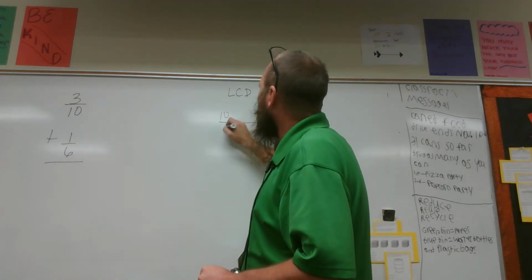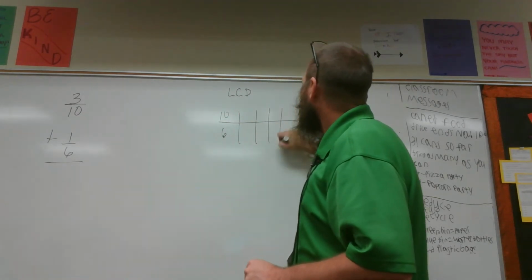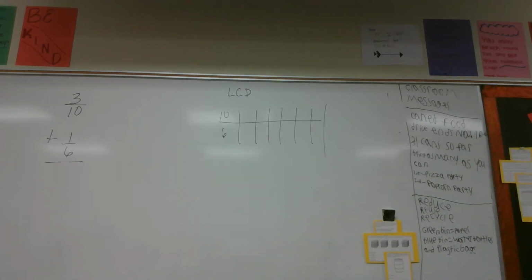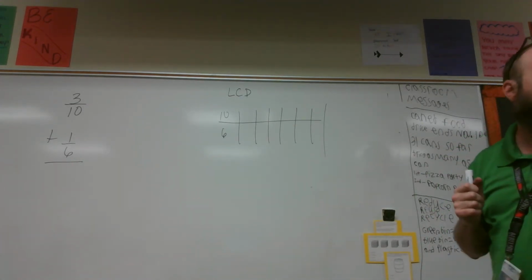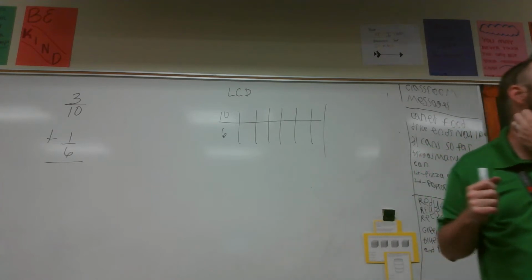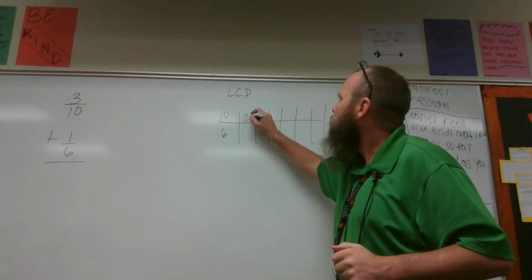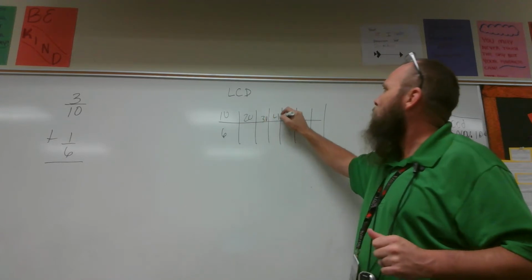4, 10, and 6. You know what that is, Ava? What is it? No, wait, 10. Okay, count by tens for me. 10, 20, 30, 40, 50, 60. Okay, let's stop there.